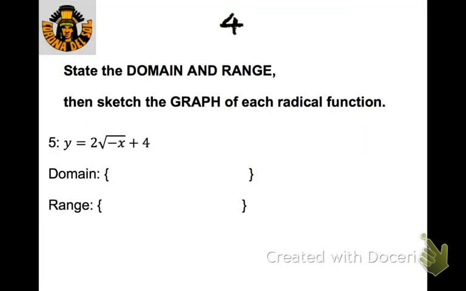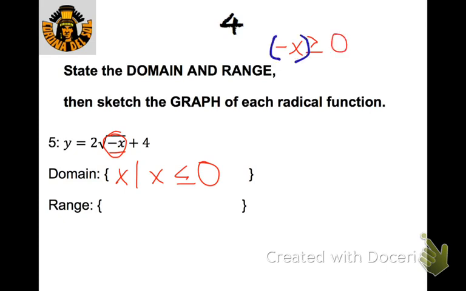All right, state the domain and range. So for this one, the domain, we could figure out, it's normally x is greater than or equal to 0, but it's been reflected horizontally. So we can say x such that x is actually less than or equal to 0. Again, you can take whatever's under here and make sure that it's greater than or equal to 0. And if you multiply both sides by negative 1, that would reverse the inequality.